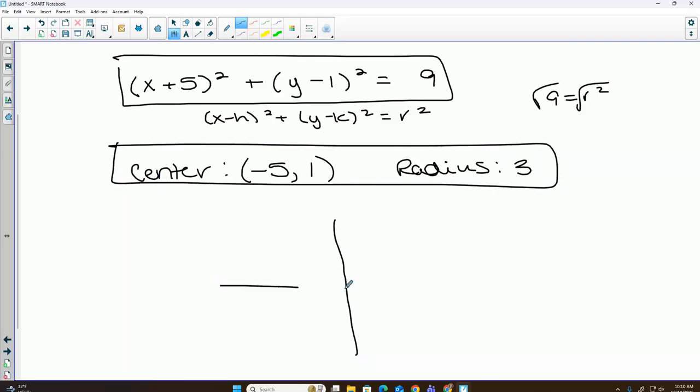This one did ask for a graph, so I told you when you graph it, you start with your center, -5, 1. Your radius is 3, so then you go 3 every direction. Up, down, right and left. And then you get your circle.